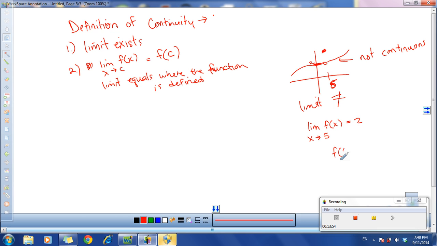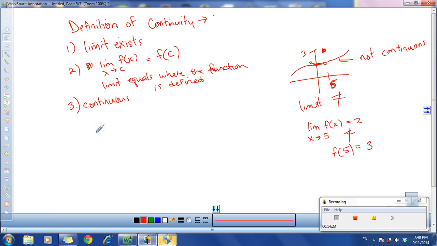But where does f of 5 equal? It's at this point up here, which is probably like 3. So f of 5 equals 3. So in this case, they're not equal to each other, so this function is not continuous. And the last requirement for continuity, so we have first, the limit must exist. Second, the limit equals where the function is defined. And lastly, it must be continuous.